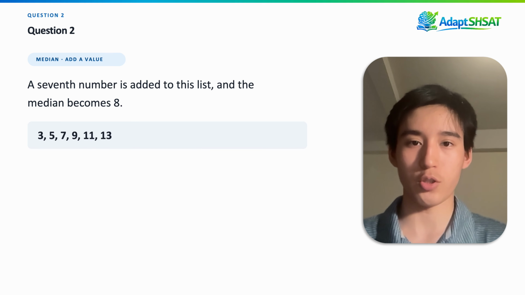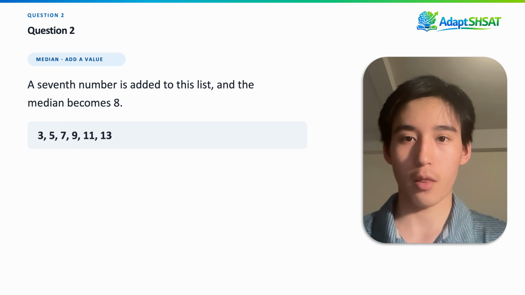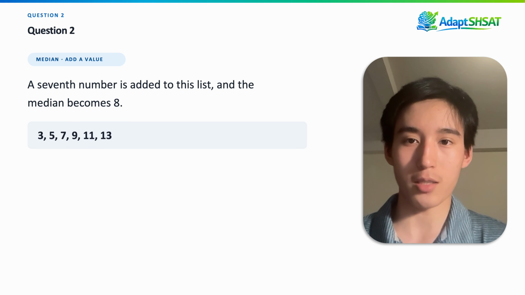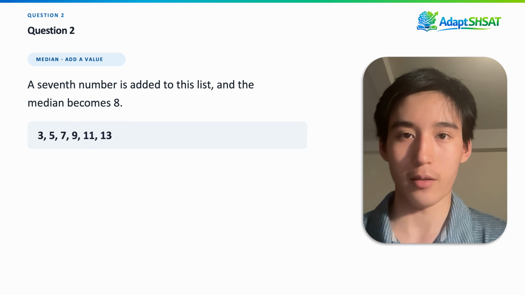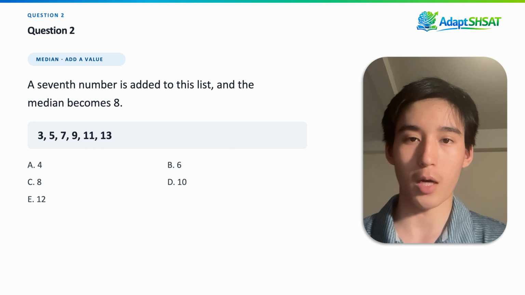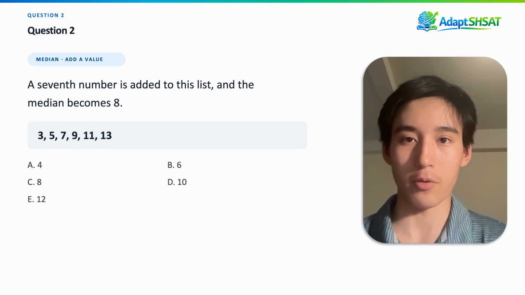Okay, so this is question 2. We have 6 numbers, 3, 5, 7, 9, 11, and 13. And now when we add a 7th number, the median is 8, and we want to find which one we added. Now pause it and try and choose the answer that you think is correct.